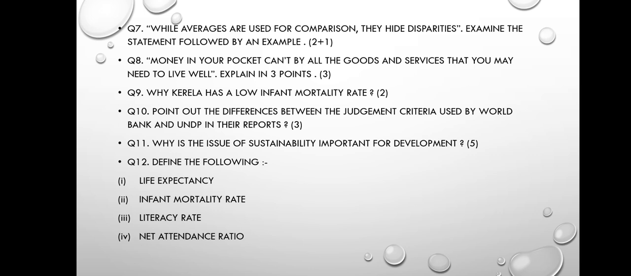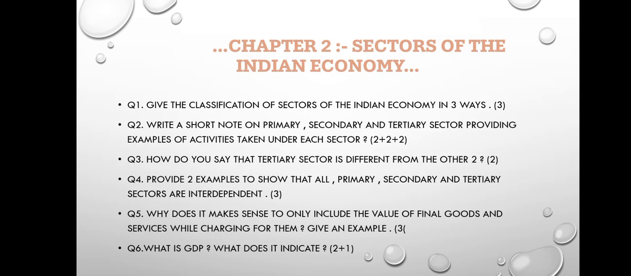Define the following, 2 marks each: life expectancy, infant mortality rate, literacy rate, and net attendance ratio. Moving on further to chapter number 2, that is sectors of the Indian economy. Give the classification of sectors of the Indian economy in 3 ways. 3 marks. Write a short note on primary, secondary, and tertiary sectors, providing examples of activities taken under each sector.